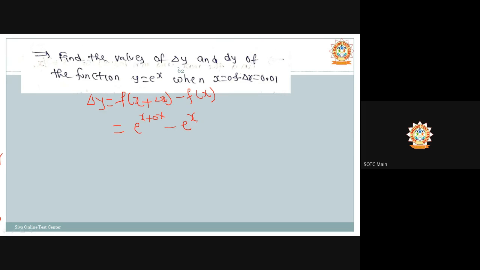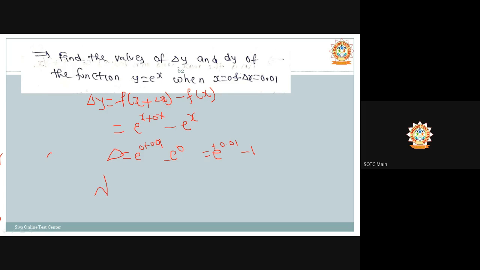So now try to substitute in the place of x as 0 and del x as 0.01. What will become? e power 0 plus 0.01 minus e power 0. So del y will become e power 0 plus 0.01, not minus, it is plus only, right? Plus 0.01 minus e power 0 is 1. So this is your del y. We are not going to resolve this for a particular value, just keep like this only.